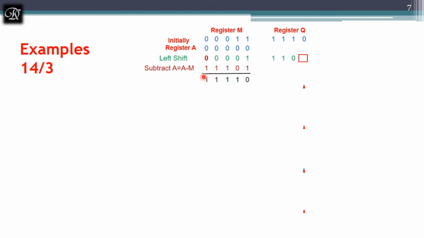When the answer is minus 2, you have to check the sign bit, and the inverse of that sign bit will be set in Q0. And now this is going to finish the first cycle.